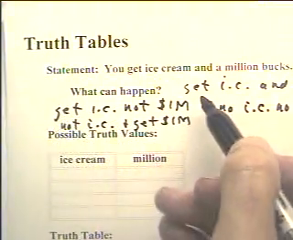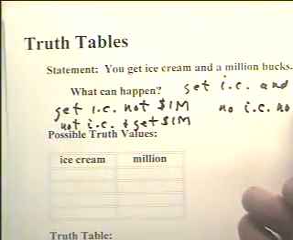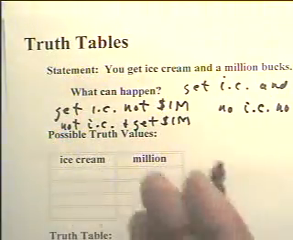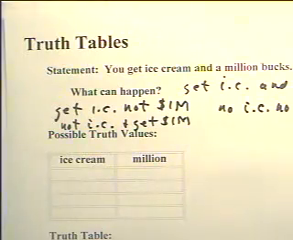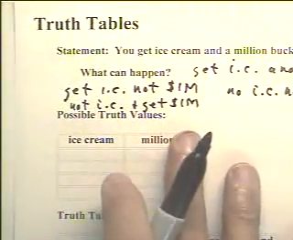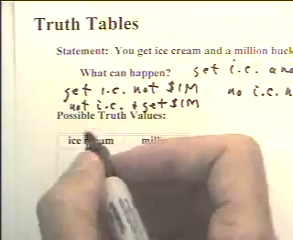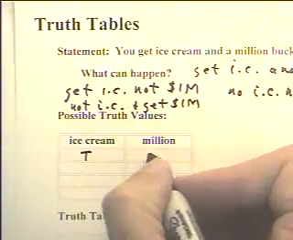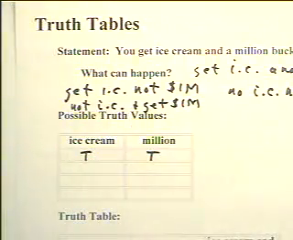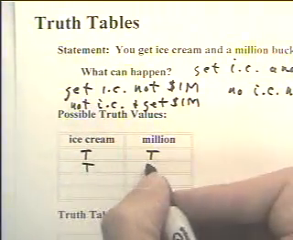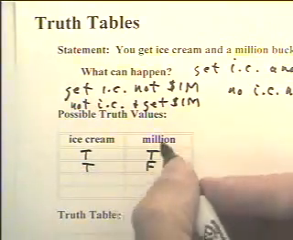Either you get the ice cream or you don't. You get the $1 million or you don't. And there are 4 possible combinations of getting ice cream or not getting it, getting $1 million or not getting it. So when we say truth values, okay, we get ice cream and $1 million, then it's true that we get the ice cream and it's true that we get the million. If we get the ice cream and not $1 million, then it's true that we get the ice cream and false that we get the million.